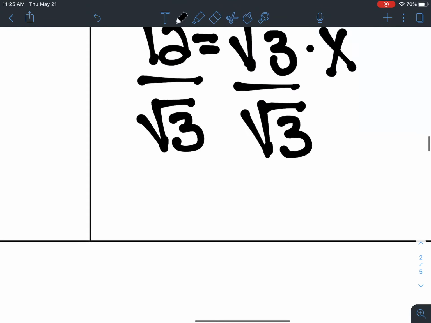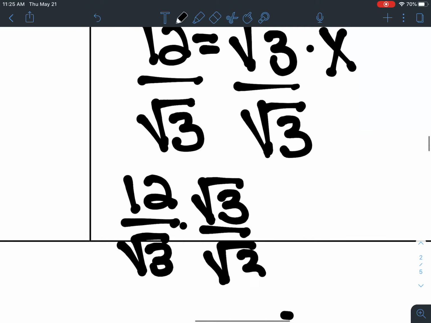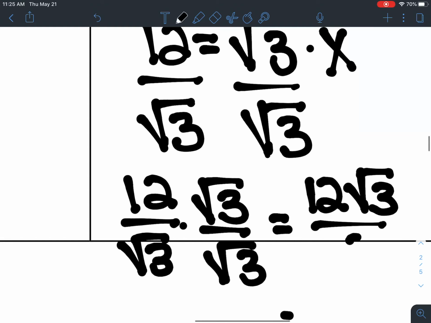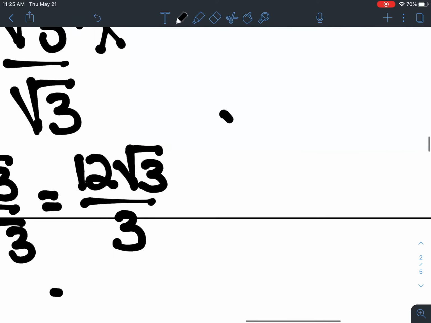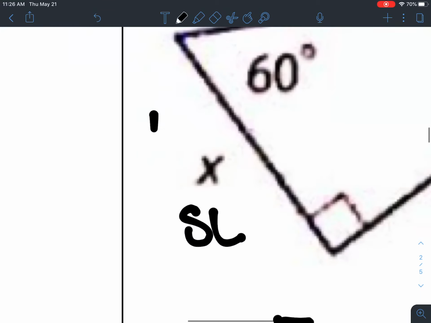And then we have to rationalize it. So we have 12 over the square root of 3 multiplied by the square root of 3 over the square root of 3. You're going to get 12 root 3 over 3, which simplifies to x is equal to 4 root 3. So that is our short leg.